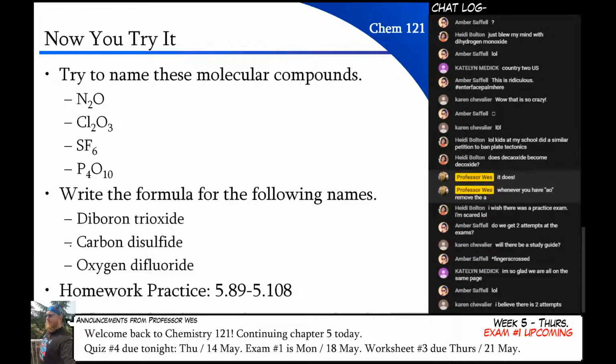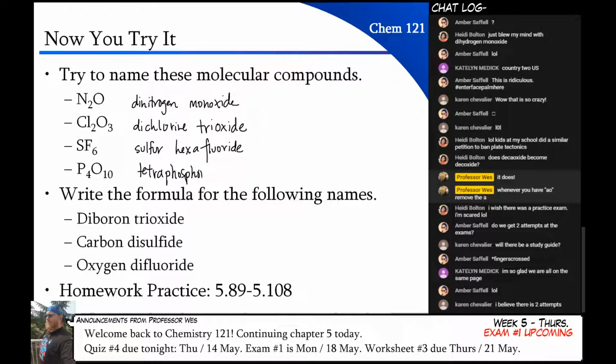All right, so let's name these. There's 2 nitrogens, so I'll go dinitrogen. And then there's 1 oxygen, so monoxide. 2 chlorine is dichlorine. Sorry, I had a spelling fart there. Trioxide. We got 1 sulfur. We don't put mono on the first one, so sulfur hexafluoride. And then for P4O10, we have 4 phosphorus, so tetraphosphorus. And then deca oxide, so it's decoxide. There you go.